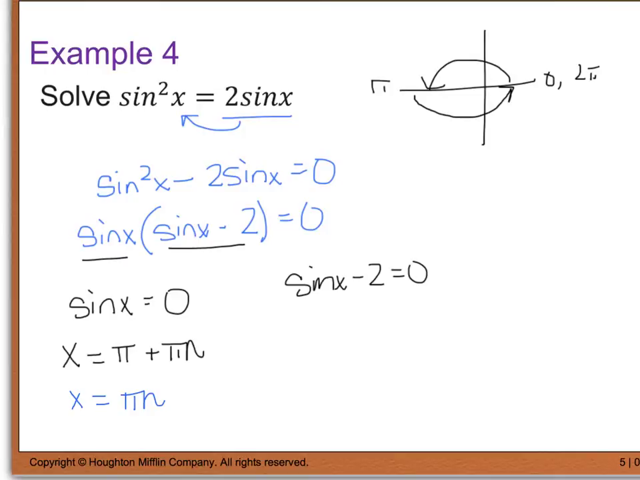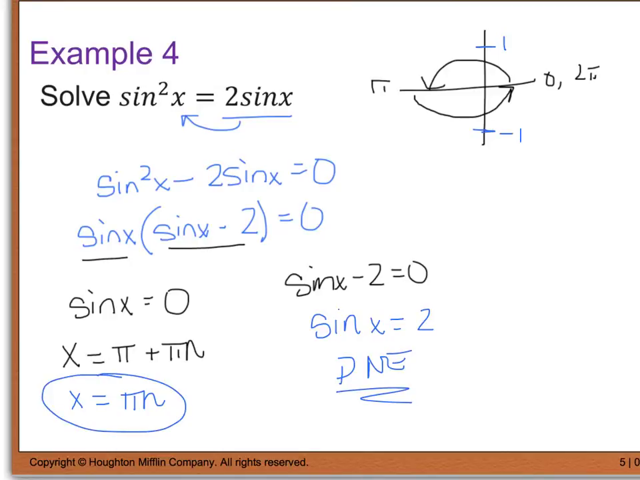Now for the other factor, I'm going to add 2. So we have sine x equals 2. And when you look at your unit circle, there is no point on your unit circle where sine x equals 2, because at most it's going to equal 1 or negative 1. So for this one, we say that the solution does not exist. So the only solution we have is this one right here.